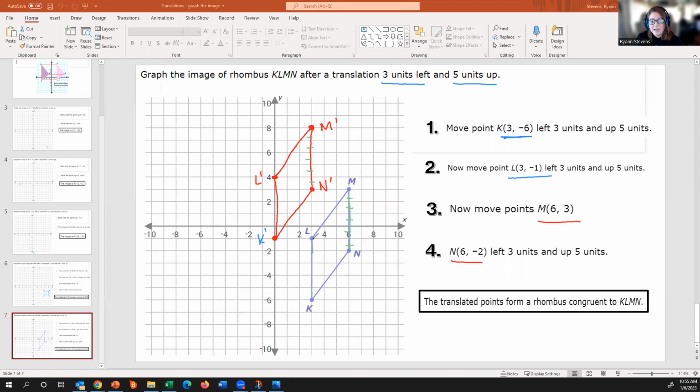And then you can also check the other side. You want to make sure you're checking those straight lines that are on the axes. So 1, 2, 3, 4, 5, and over here 1, 2, 3, 4, and 5. It would not be ideal to check this one because it is a slanted line. This is where we would go back to finding the slope of that line. But checking the 2 sides, we can see that those do match, and the translated points form a rhombus that is congruent to KLMN, following the directions of the translation of 3 units to the left and then 5 units up.